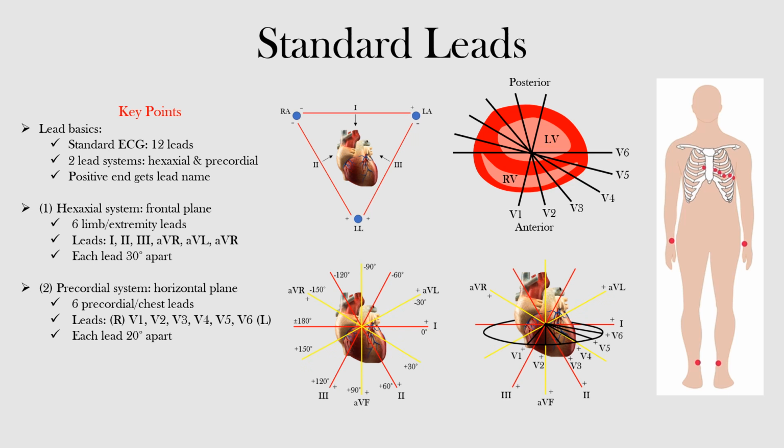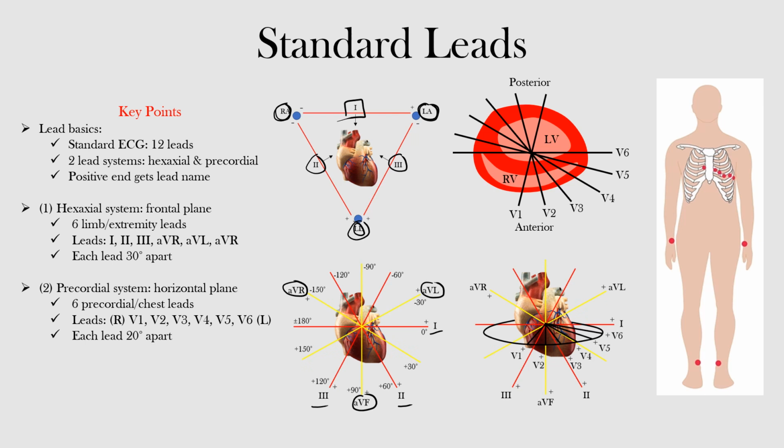So if you look here, we can see those 6 limb leads. Notice they're going from the right arm to the left arm is lead 1. We're going from the right arm to the left leg is lead 2, and from the left arm to the left leg is lead 3. So these are the 3 main limb leads. We also mentioned that there are augmented leads, and these are leads AVR, which is here, AVL, which is there, and AVF. And notice here's 1, 2, and 3.